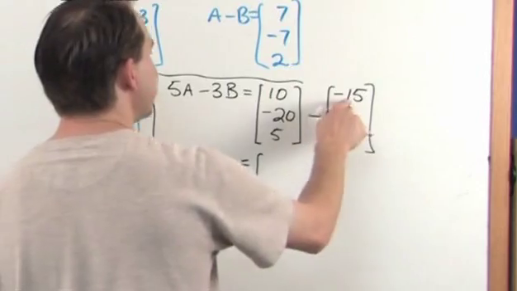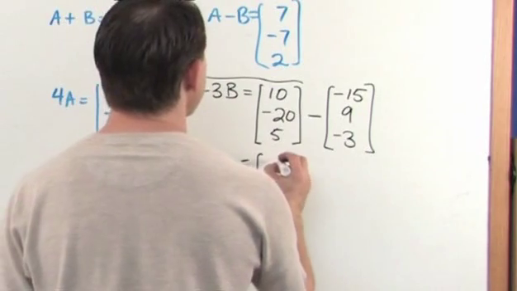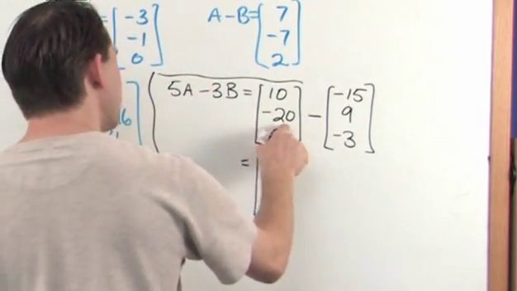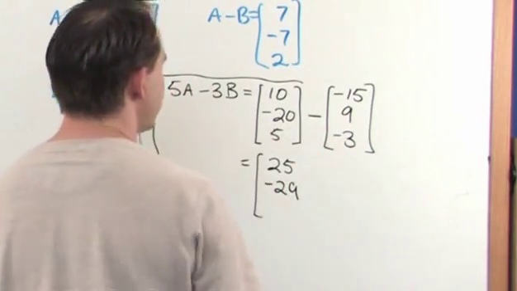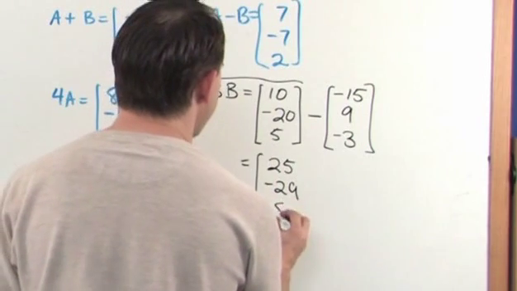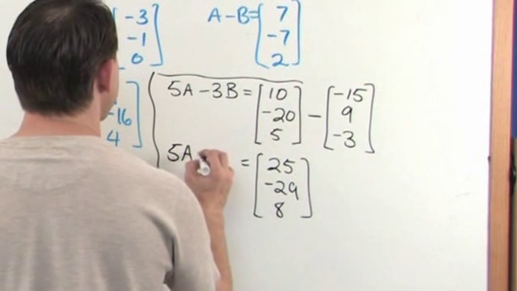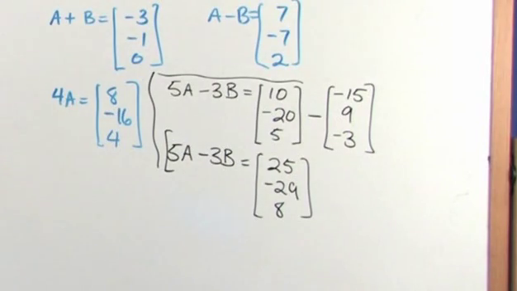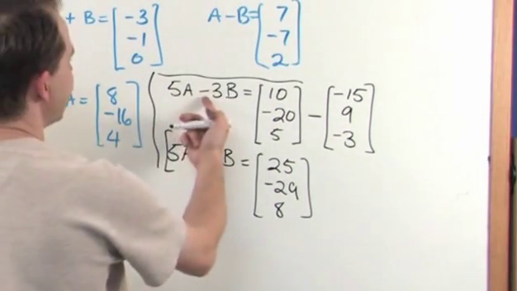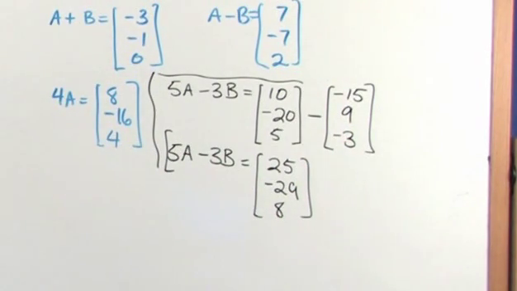Okay? So 10 minus the negative 15, going element by element. 10 minus negative 15 is the same as 10 plus 15, so that's 25. Negative 20 minus 9 gives me negative 29, and 5 minus the negative 3, add the opposite, 5 plus 3 gives you 8. So 25, negative 29, and 8. That would be the answer if you were trying to do 5A minus 3B. So again, do the multiplication first, get that done, and then double check that you can do the subtraction, just to make sure. In order to do that, you have to have the same number of elements, same number of rows and columns, and you just go element by element doing the addition or subtraction as needed.